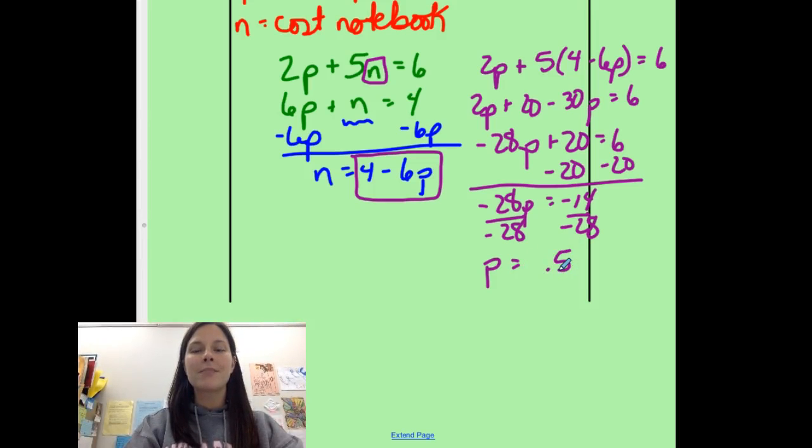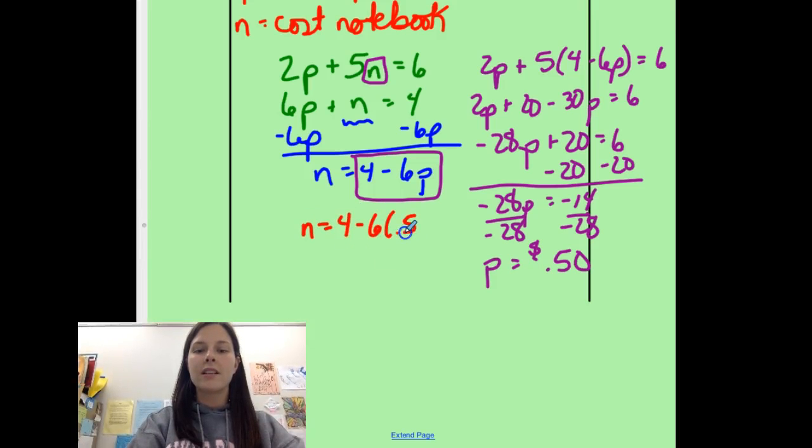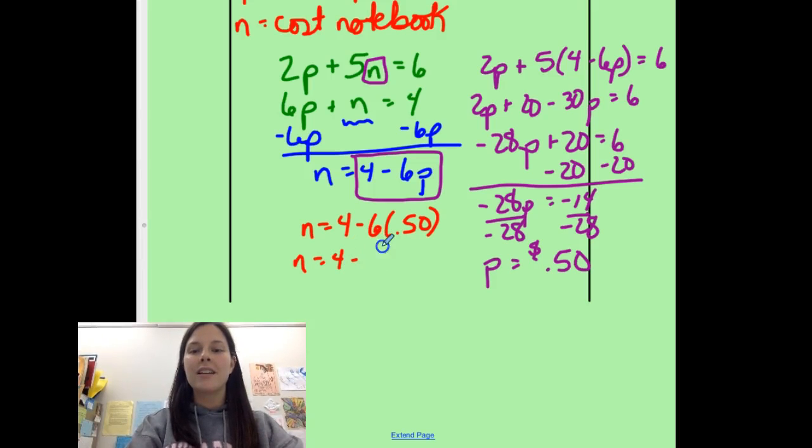But because this is money, we're not going to write it as 0.5. The pencils cost 50 cents per box. Going back to the equation that I had n solved for, I'm going to substitute that 50 cents in for P to find the price of the notebooks. 6 times 50 cents, or half of 6, is 3. So the notebooks cost $1 each.